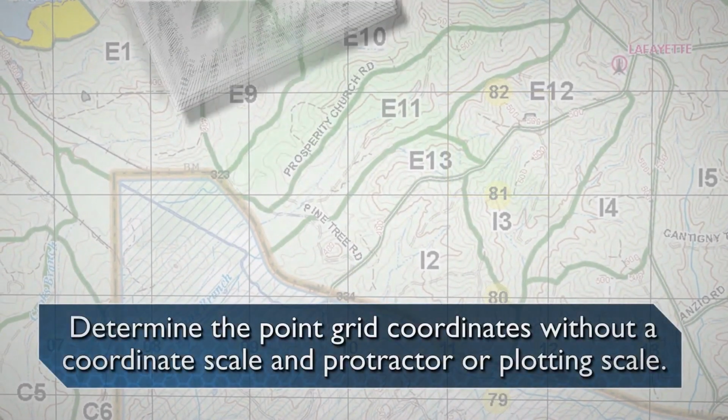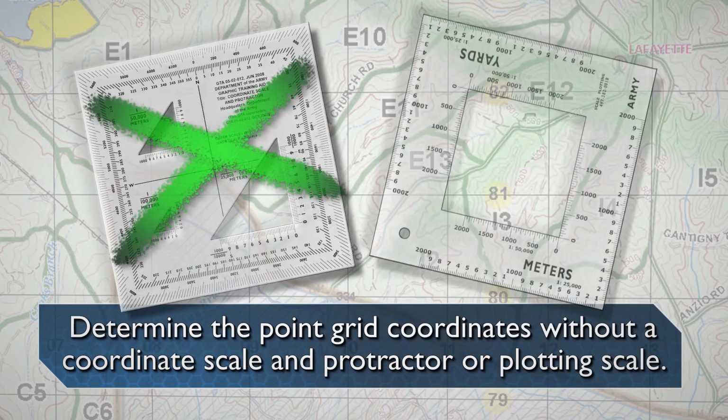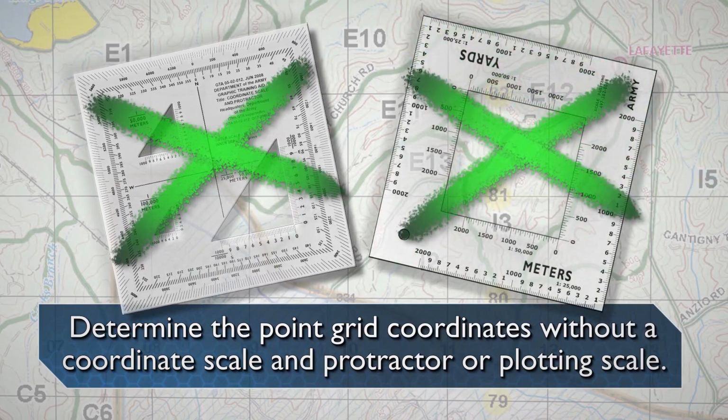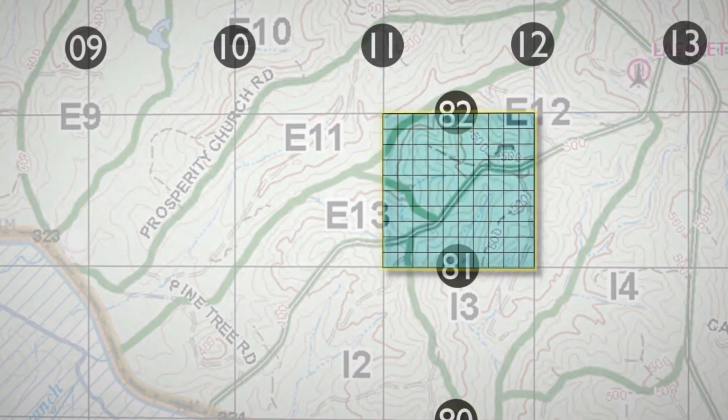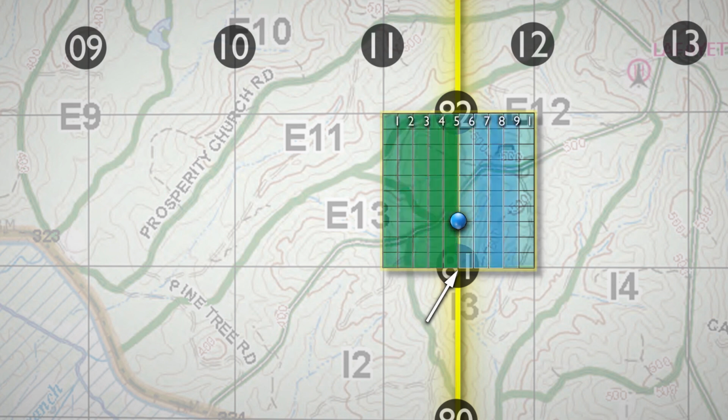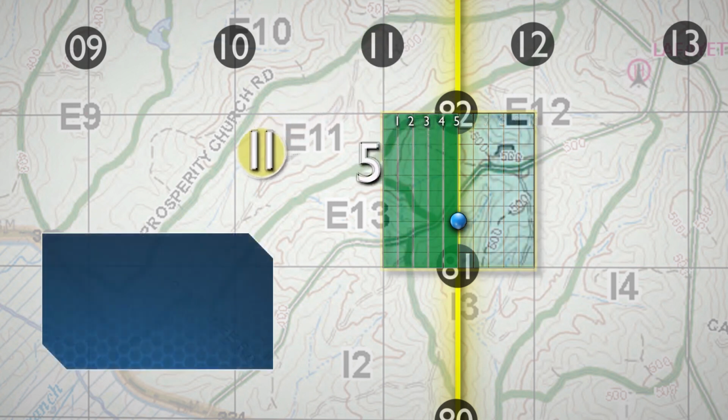Determine the point grid coordinates without a coordinate scale and protractor or plotting scale. Allocate the grid square into a 10 by 10 grid. Read right from the lower left corner to the imaginary grid line nearest the identified point. In the example, the north-south imaginary line nearest the point is halfway, or 5 lines out of a total of 10 lines. Therefore, the first half of your grid coordinate is 115.